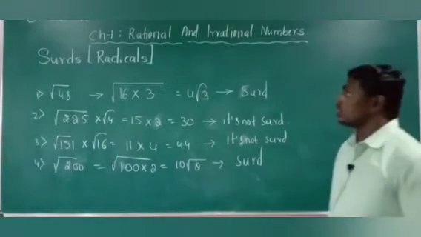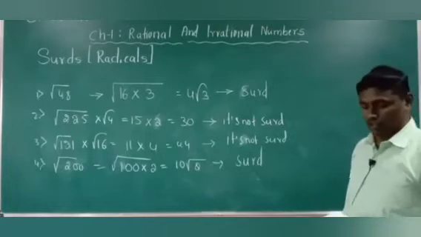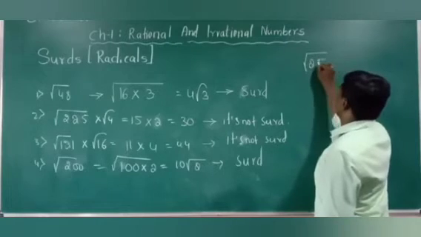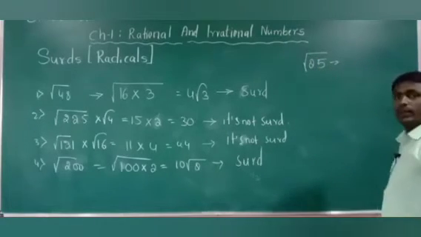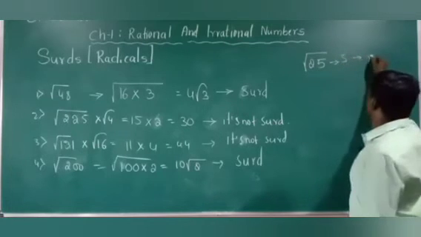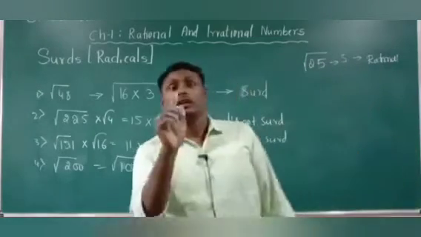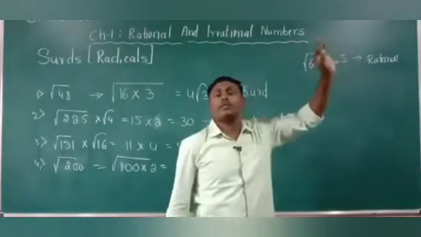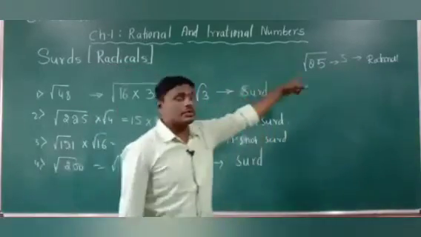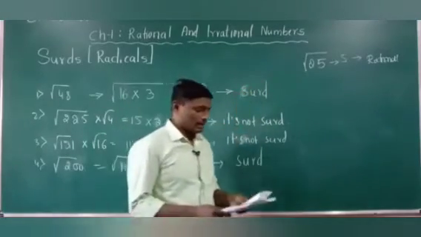Next one, see here, one more question: check whether it is a rational number or irrational number, and also find whether the given number forms a surd or not. The given number is root 25. Is it a surd? What is the value of root 25? 5. Does it form a surd? No, because it is in rational form, and rational numbers do not form surds. 5 is the purest form of a rational number. It can be represented in the form p by q, like 5 by 1. So root 25 will not form a surd or radical.